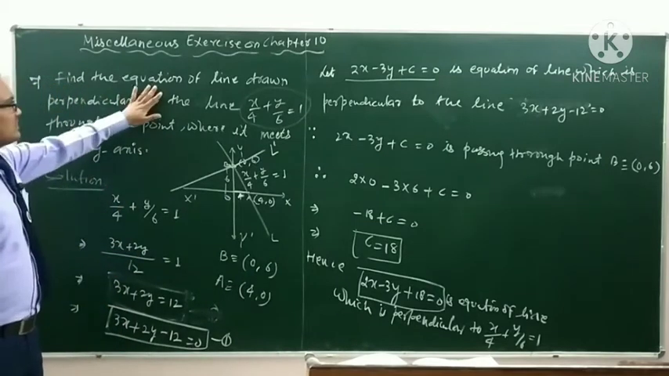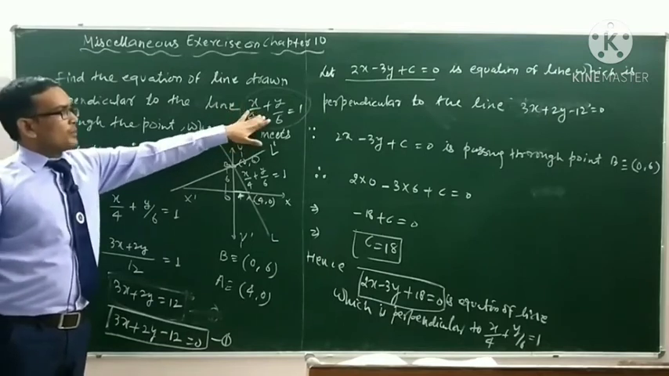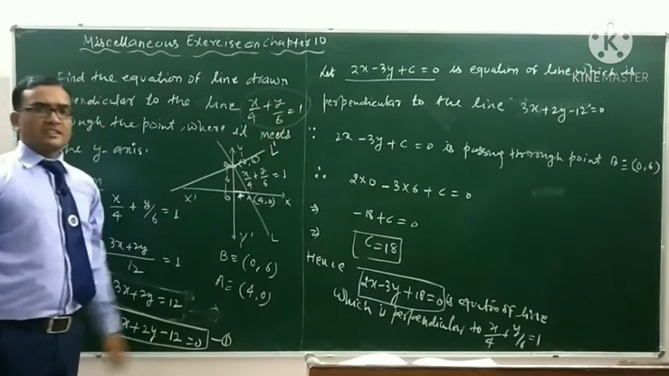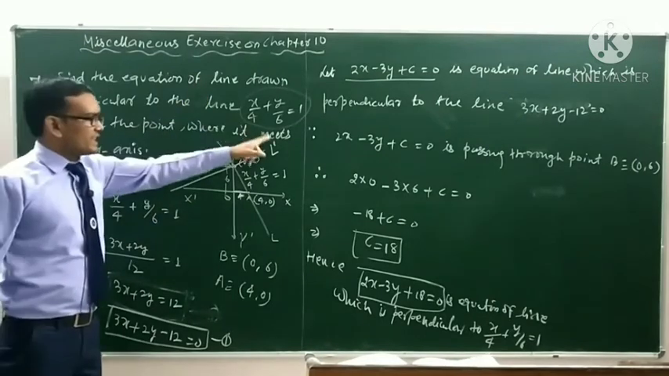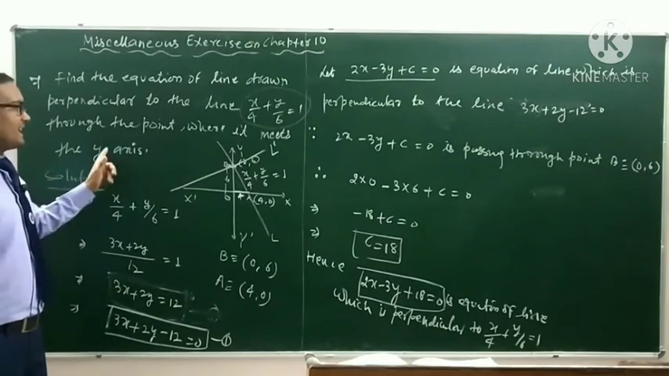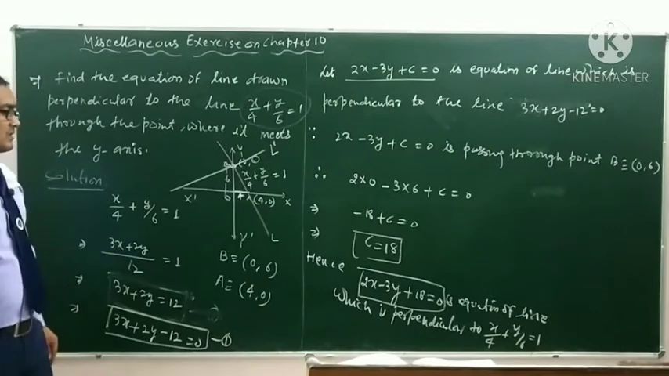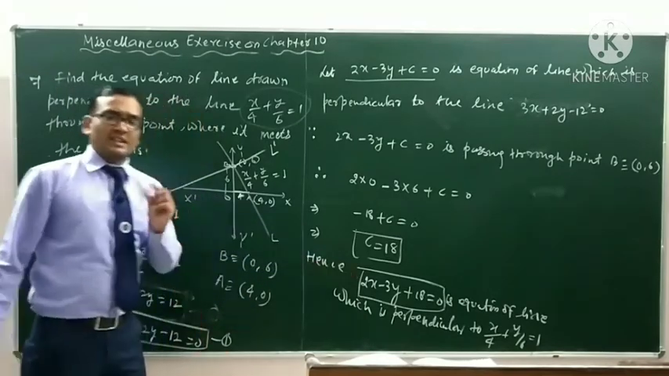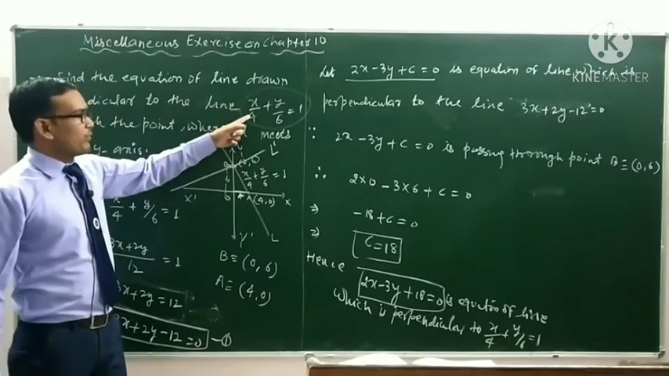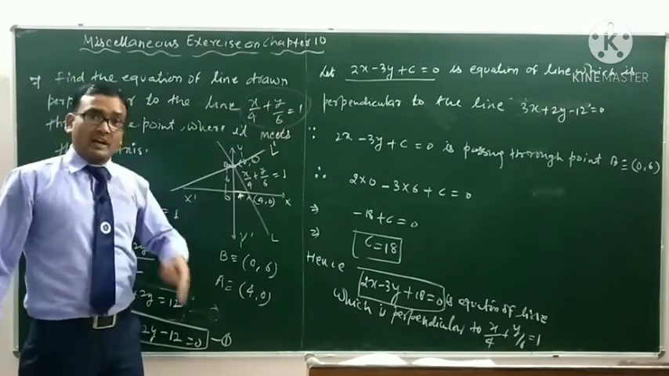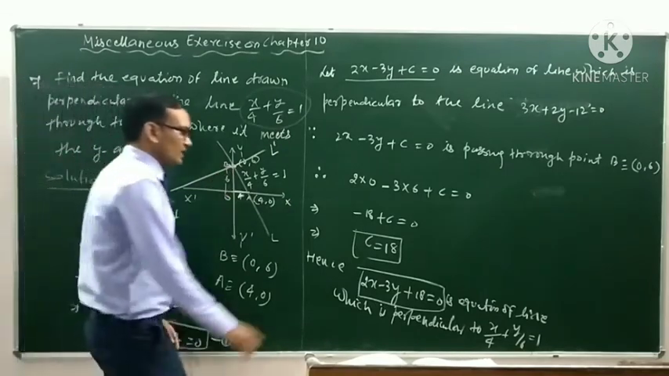Equation of the line drawn perpendicular to the line x upon 4 plus y upon 6 is equal to 1 through the point where it meets the y-axis. That means 2x minus 3y plus 18 equal to 0 is the line perpendicular to x upon 4 plus y upon 6 equal to 1 and passing through the point B. Okay students, which is your answer.